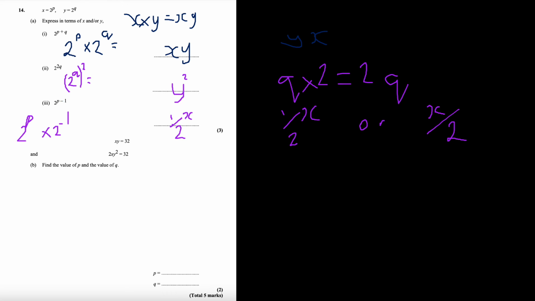Okay, and here, xy equals 32 and 2xy squared equals 32. Find the value of p and q. So let's label this as equation 1 and equation 2. Let's do equation 2 divided by equation 1 and see what we get.